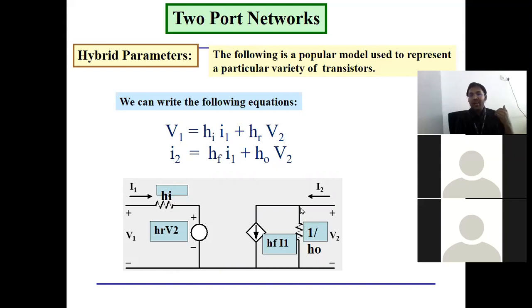Let us verify. The current here is voltage divided by this impedance. The voltage is V2, so V2 divided by 1 by H0. What is that? Anybody give me the answer? Are you getting back H0 V2? Yes or no? We are getting back H0. Yes, good. Able to understand?